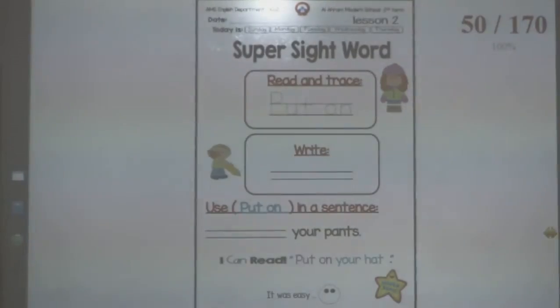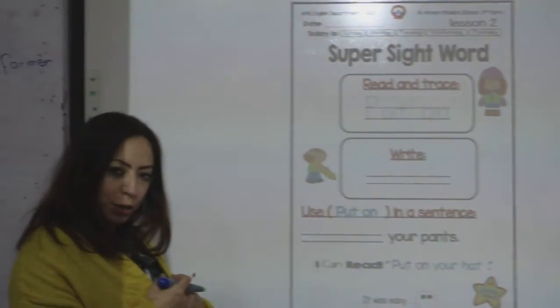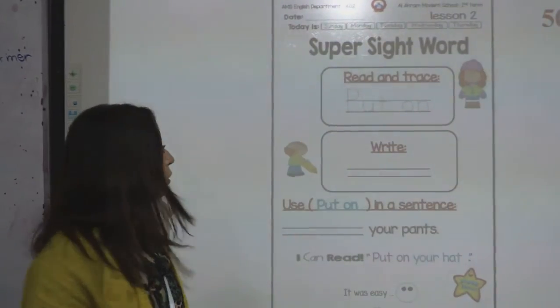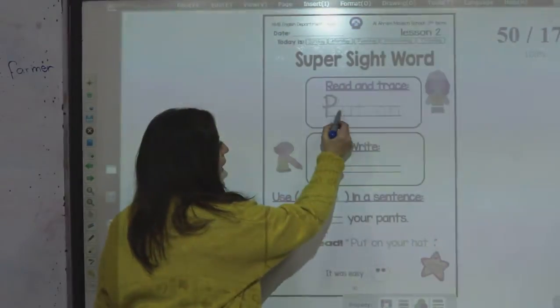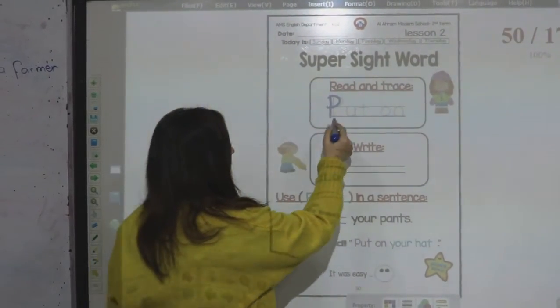And now, let's move to sight word. We have a new sight word for this unit, which is put on. Put on. Put on your jacket. Put on your pants. Put on. How can I write the word put on? P. And don't forget that the first sound will be capital or uppercase.